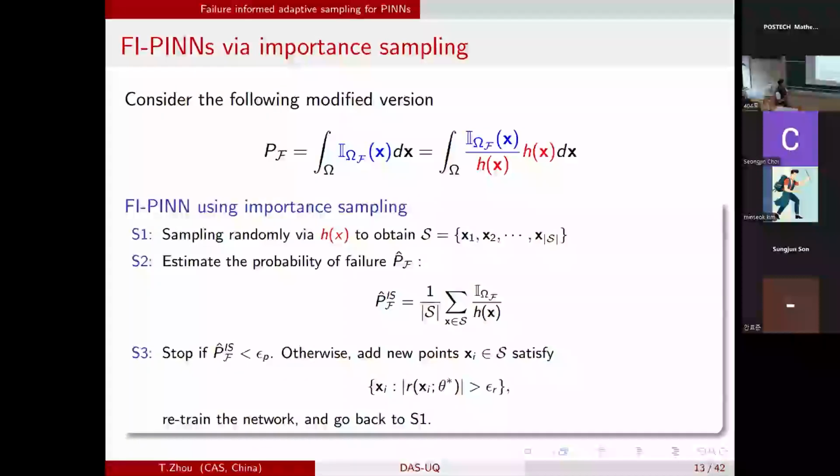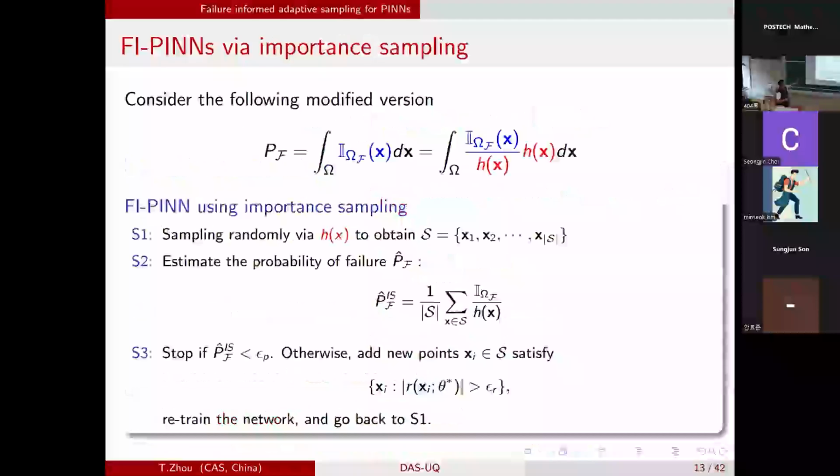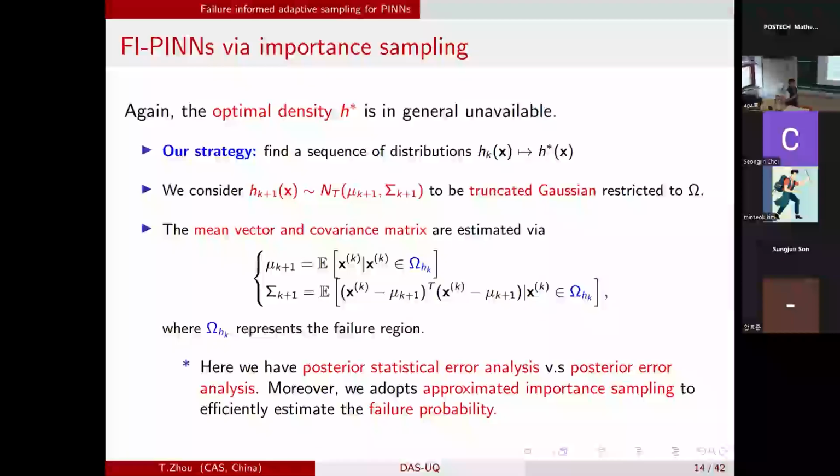In RAR, you don't do anything fancy. At any time you begin with uniform sampling, and based on the current residue, you choose some points from the uniform points. Here you want to do the optimal way, which is time consuming. So the idea is to do something in between.